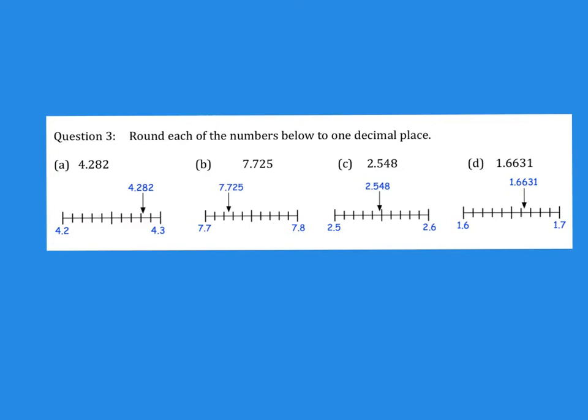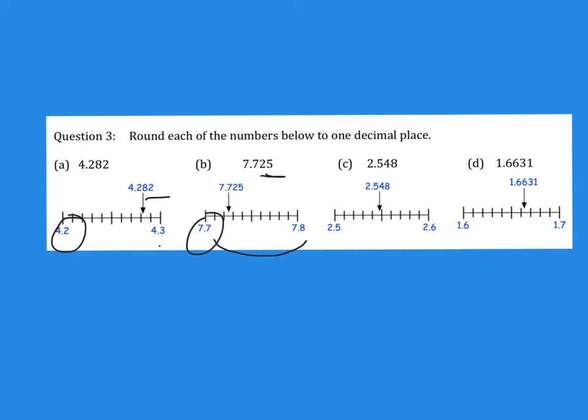So the first one, 4.282, is it closer to 4.2 or 4.3? You can clearly see from the number line here that it actually helps you, and it's closer to 4.2. But how do we arrive at this answer? Well, you focus on the 82, and the 82, because it's 50 or above, you'll go up, so you're going to go up to 4.3. The next example, 7.725, and you're going between 7.7 and 7.8, so you're focusing on the 25, okay, so it's less than 50, so you go down, so you're going down to 7.7, okay.